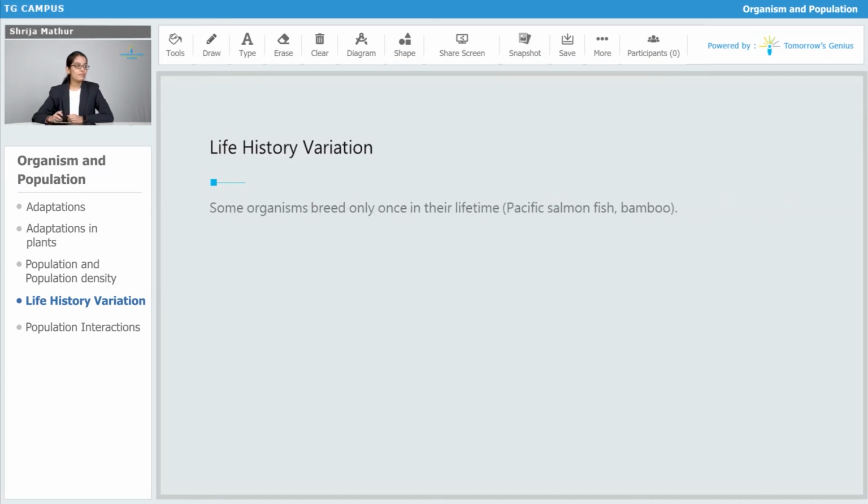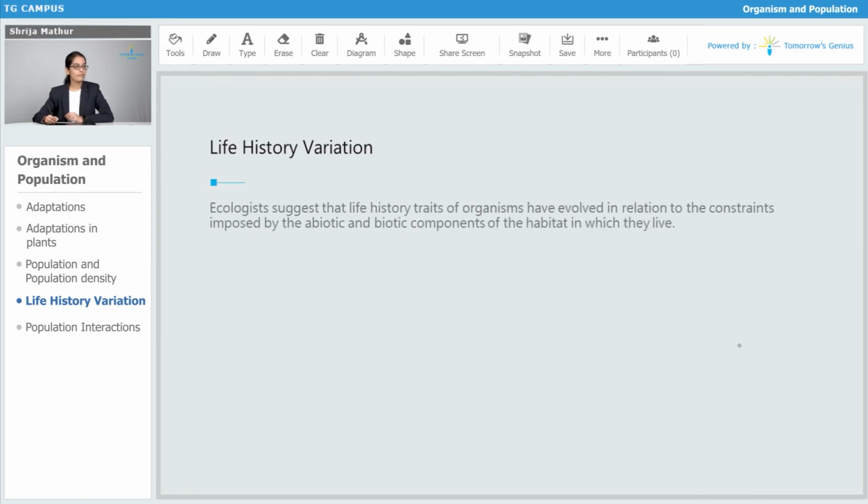Some organisms breed only once in their lifetime. So there are few species which breed just once in their lifetime. There are many animals like the Pacific salmon fish, and there are a few plants like bamboo. It is only breeding once in the lifetime.